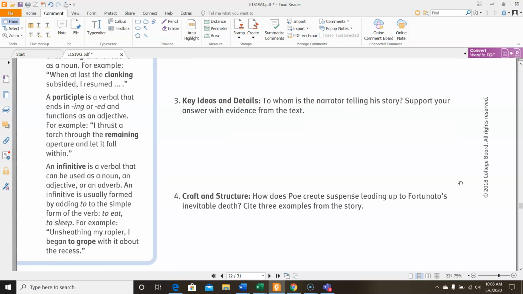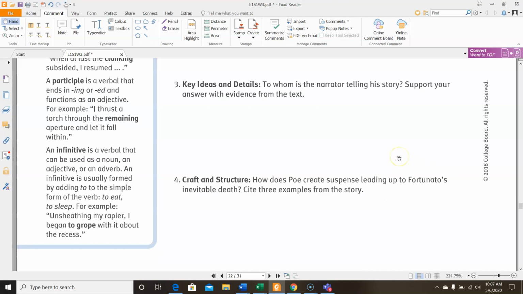For number 3, it says, to whom is the narrator telling his story? Support your answer with evidence from the text. So think about who he could be talking to here. And then why you think that.